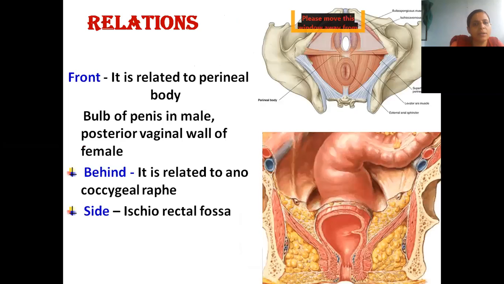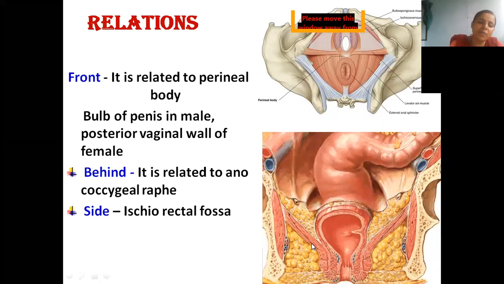Okay, then now if you see the relations, this is the anal canal and we have studied this point as the perineal body. The meeting point of 10 muscles which acts as a support of the uterus is the perineal body, isn't it? So anteriorly the anal canal is related to the perineal body. Okay, in the other picture, on either side, this is the rectum and this last 4 centimeter passage is the anal canal.